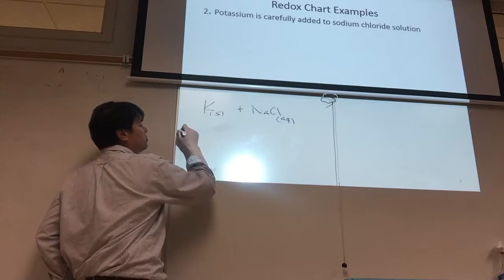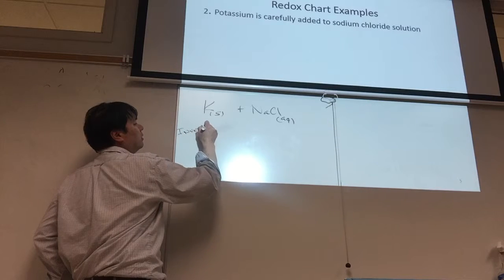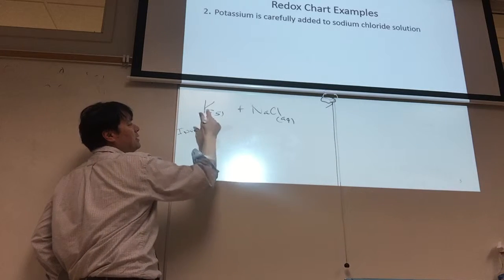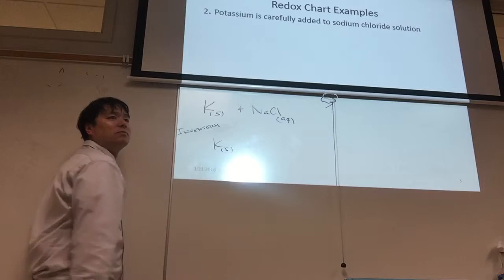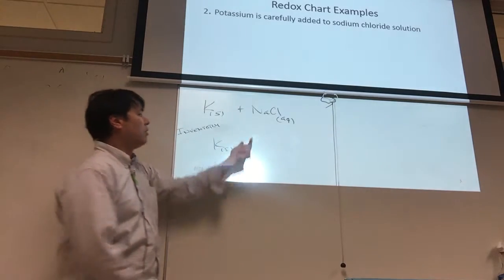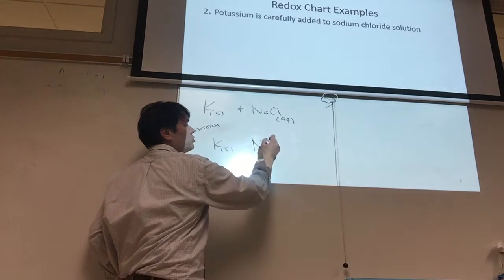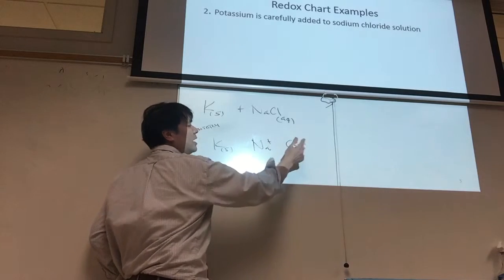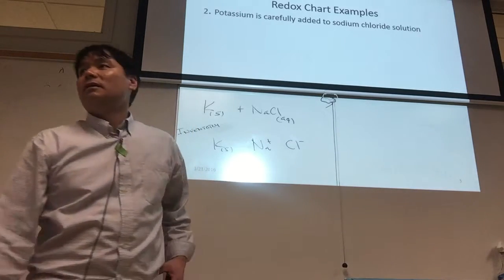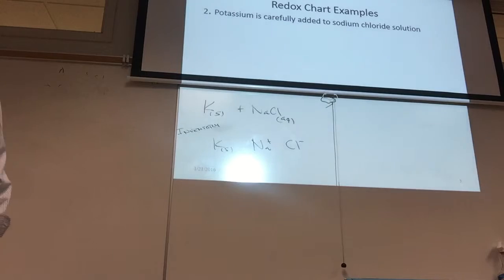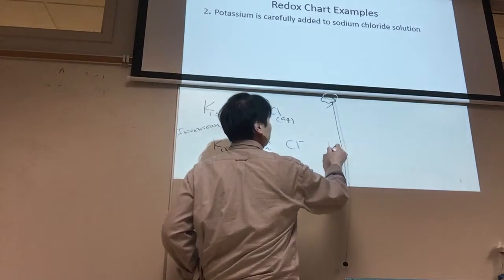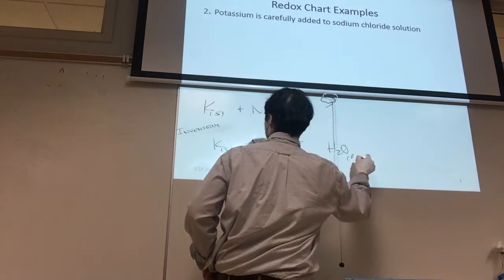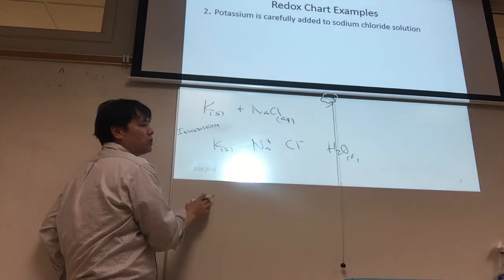The chart method is first we inventory. Potassium is just potassium. Sodium chloride is a strong electrolyte. So we get sodium ions and chloride ions. Is that it? And water. H2O liquid. Okay, then we go to the chart.